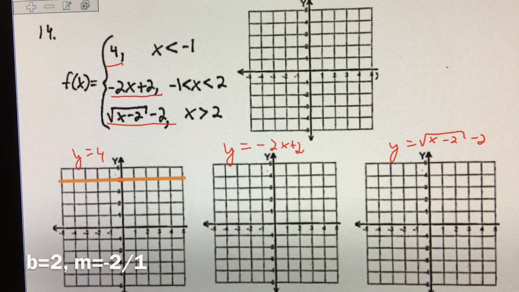For the line, I go to positive 2 on the y-axis. Then I go down 2 over 1, down 2 over 1, down 2 over 1, down 2 over 1, and up 2, left 1. I'm going to connect the dots.